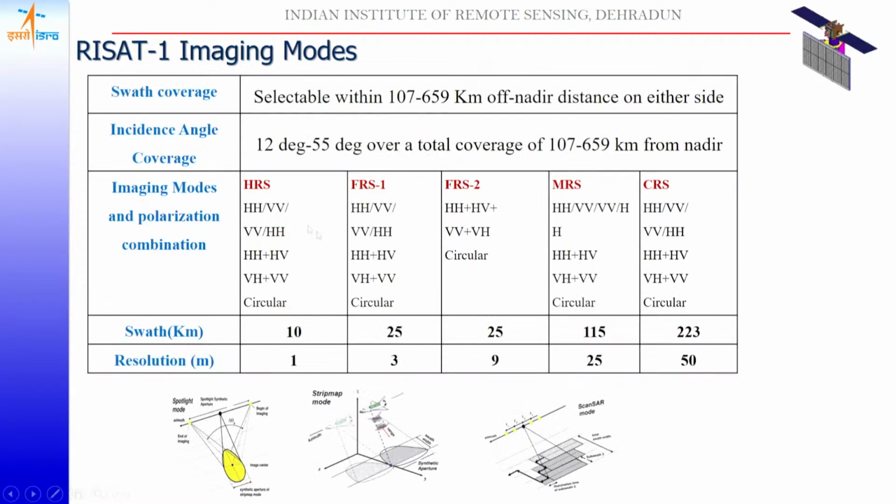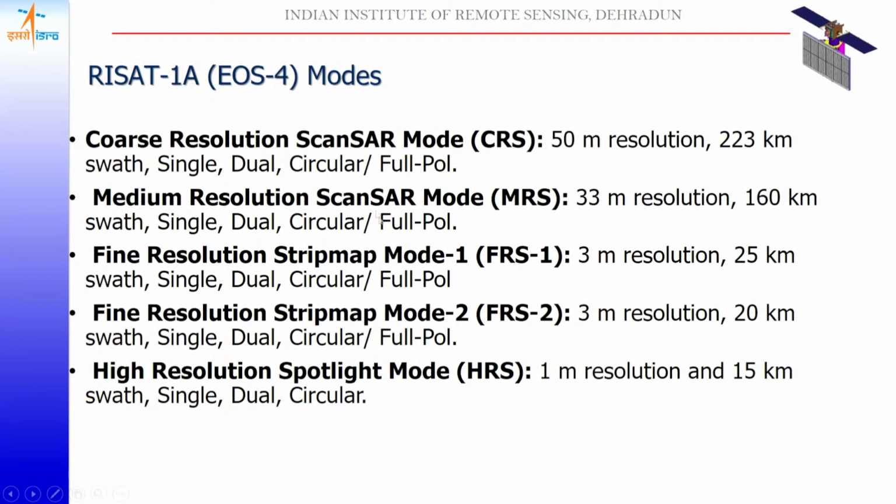These are the RESET-1 modes, and similarly we have the RESET-1A modes, in which we have 50 meter for the CRS mode, 33 meter for the MRS, and 3 meter in the FRS mode, and 3 meter with a smaller swath width in the FRS2 mode, and for the HRS, which is a high resolution spotlight mode, we have 1 meter resolution. And all of these have different polarizations, from single and dual to full pol also.